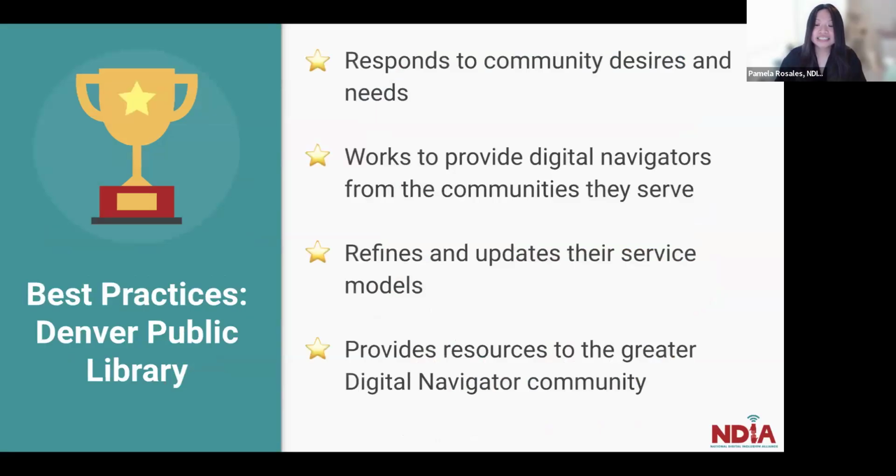And a best practice here is the Denver Public Library. Their digital navigators are coming from the communities that they serve. They're very intentional about making sure that the digital navigators have that lived experience. They also provide resources to the greater digital navigator community. And again, they refine and update their model, making sure that it's up to date.